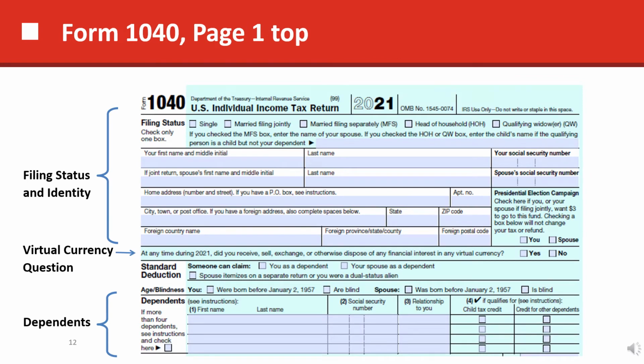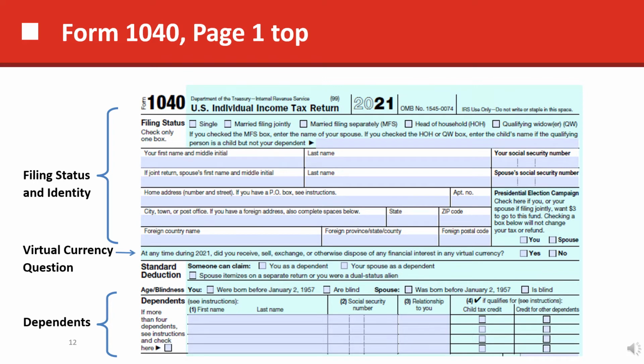Here is the top of page 1 of the standard 1040. You start by seeing all of the various filing statuses listed at the top of the form, and then it moves on to names, addresses, social security numbers. And then you see the virtual currency question. This is a question that's been on the tax return now for, I think this is probably the 4th year. At any time during 2021, did you receive, sell, exchange, or otherwise dispose of any financial interest in any virtual currency? Yes or no?